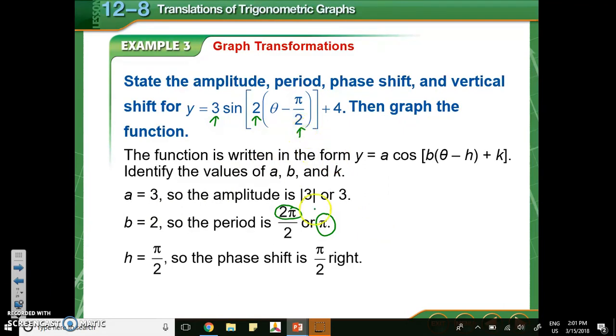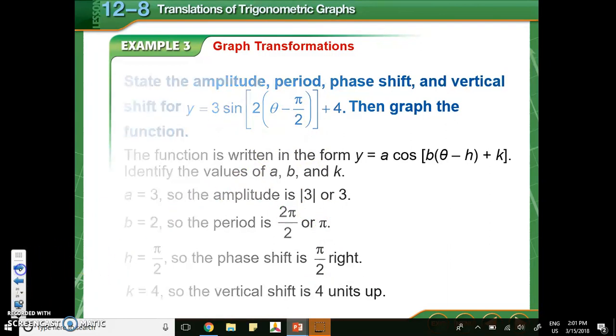H is pi over 2, so I'm going to move pi over 2 units to the right since it's minus pi over 2. And then K is 4, so my vertical shift is 4 units up in the positive direction.